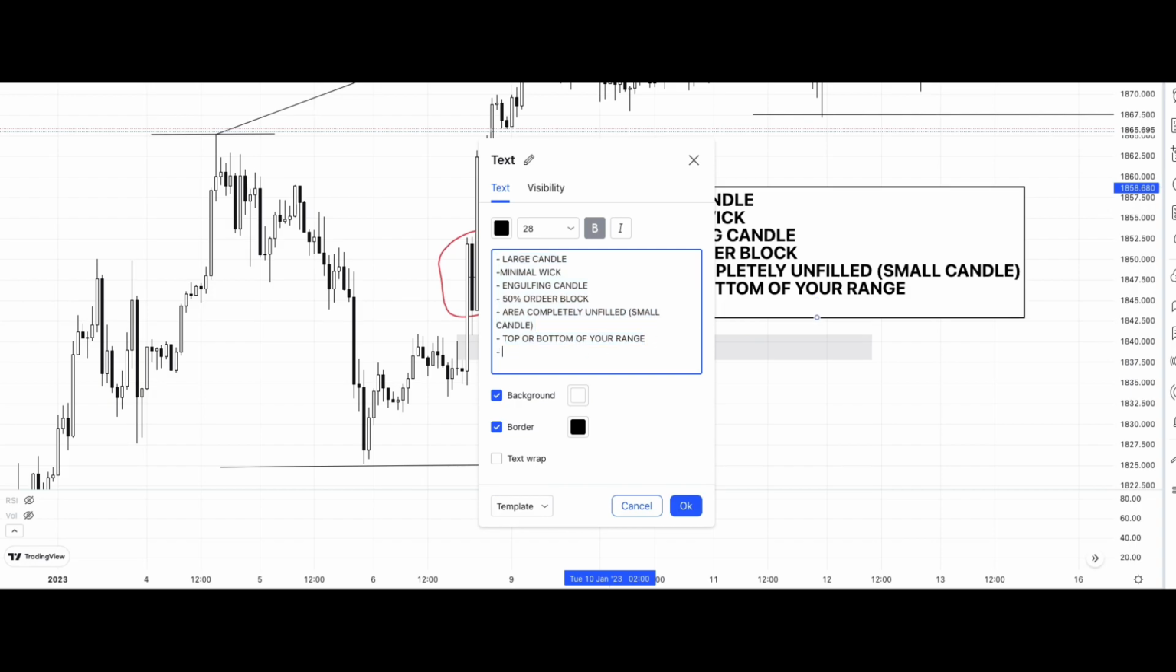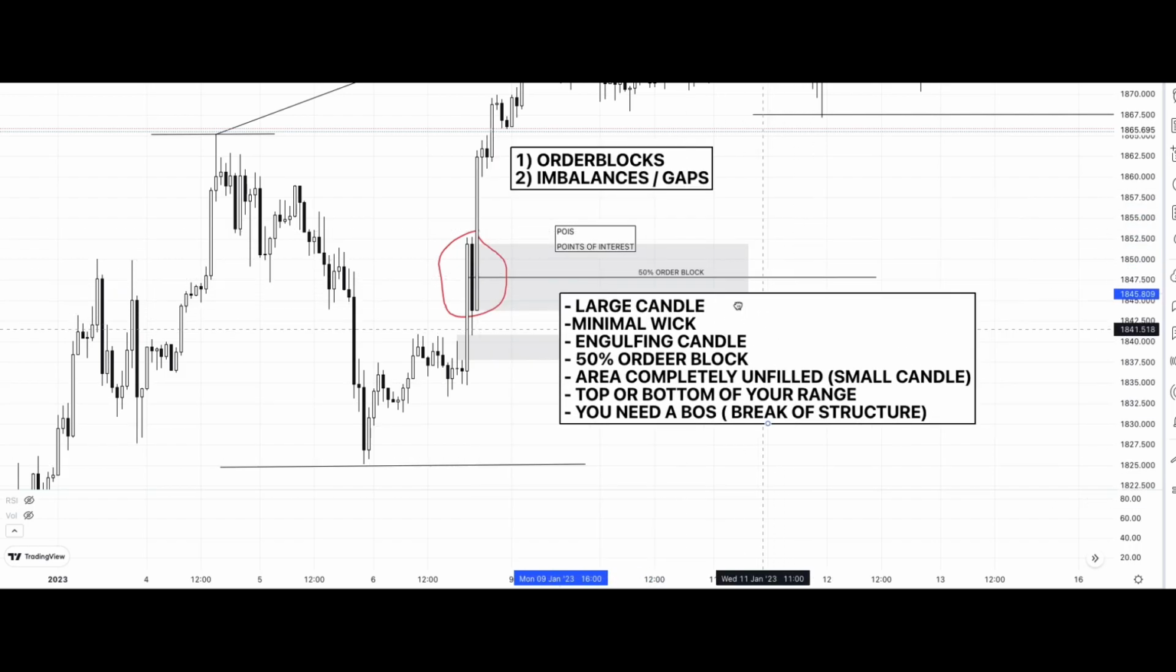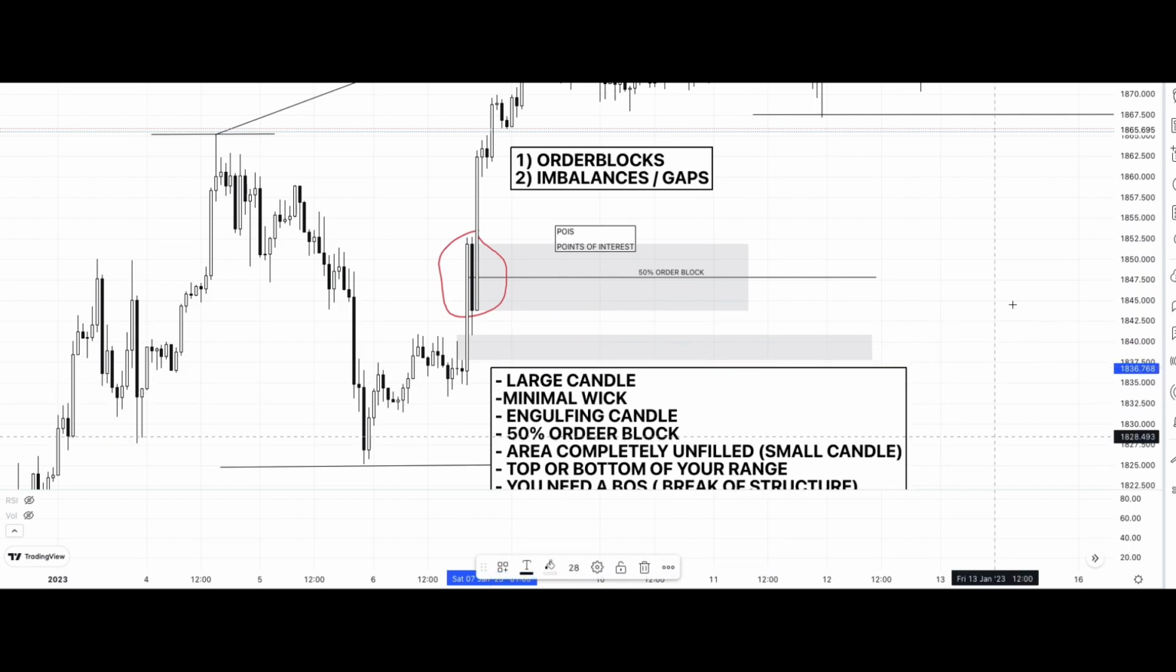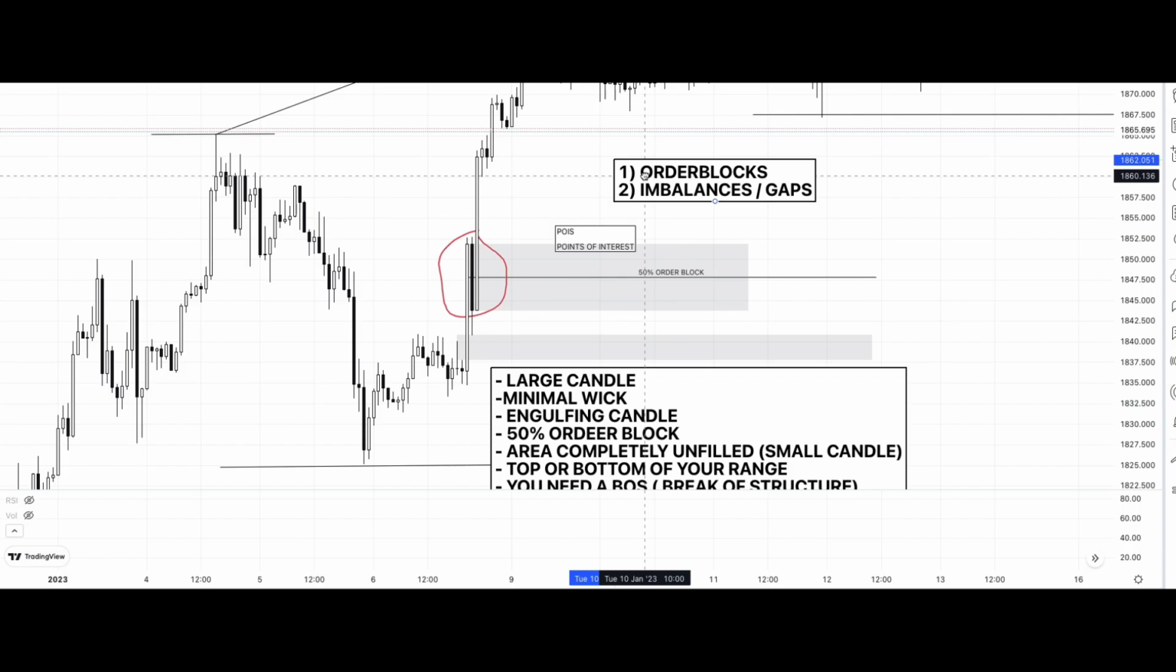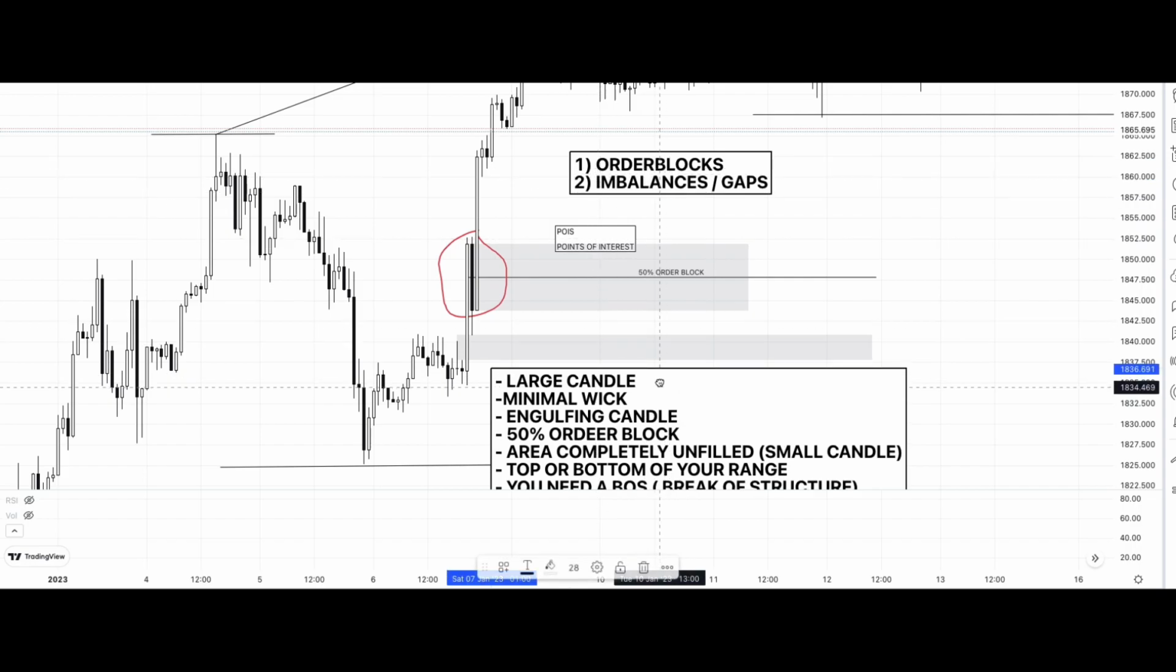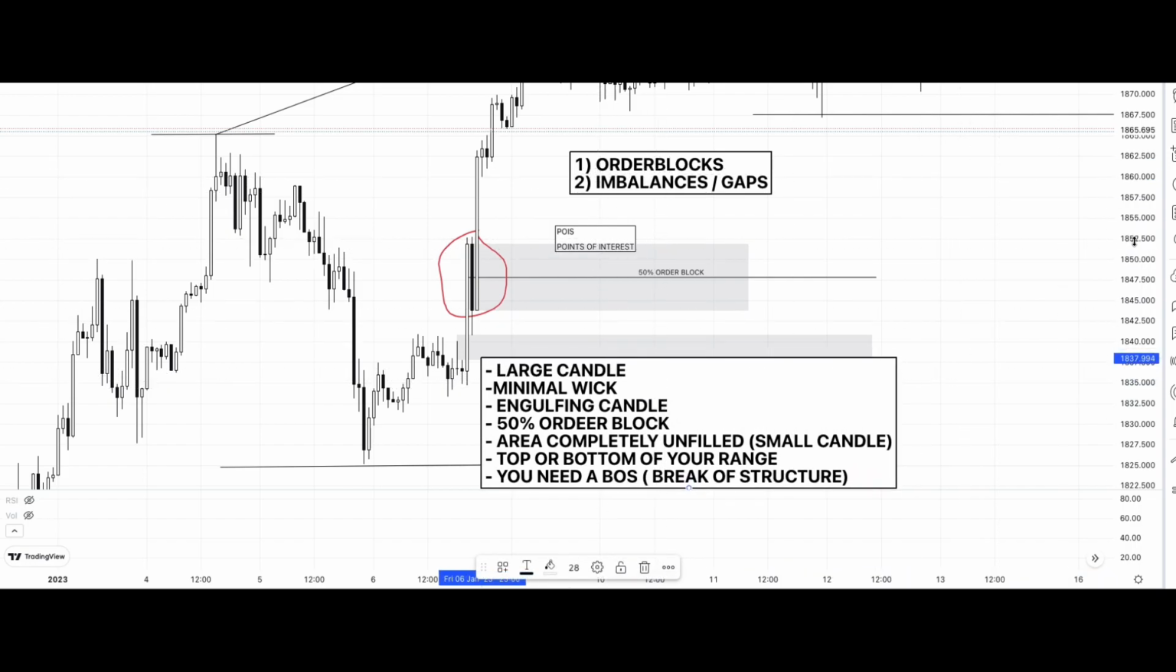Write that down. You need a BOS, a break of structure. So screenshot this, write this down, whatever you need to do, write all of it. Screenshot all of it. Take all of the notes. So don't ask me in the comments later.